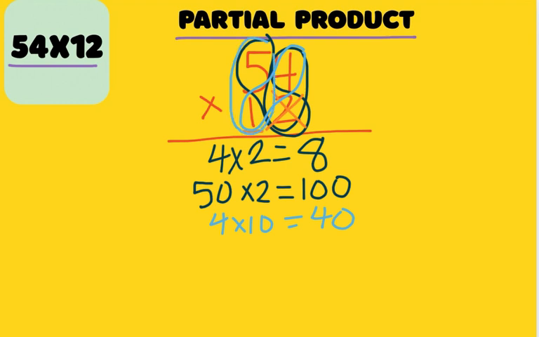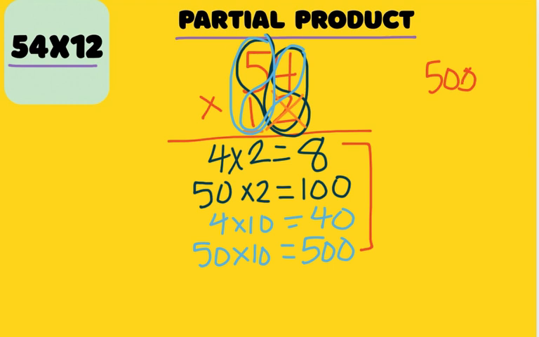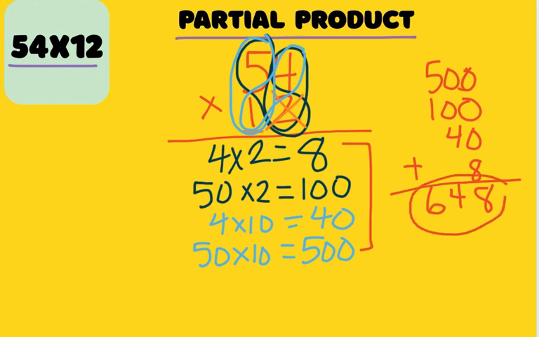The last set of values that we need to multiply in this equation is 50 times 10, which gives me the partial product 500. I have multiplied everything that needs to be multiplied, and now it is time to add up my partial products. So I have 500 plus 100 plus 40 plus 8. So that leaves me with an 8 in the ones place, a 4 in the tens place, and a 6 in the hundreds place. So 54 times 12 gives me a product of 648.